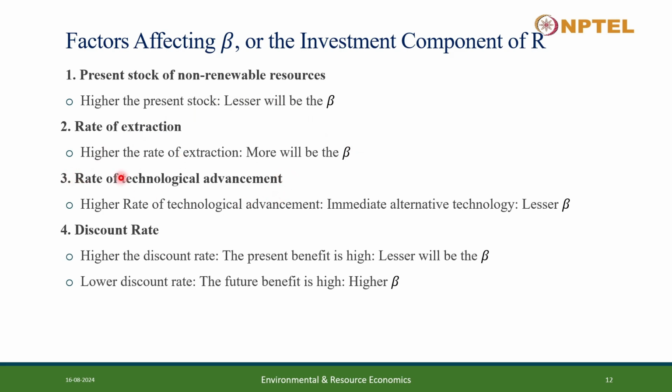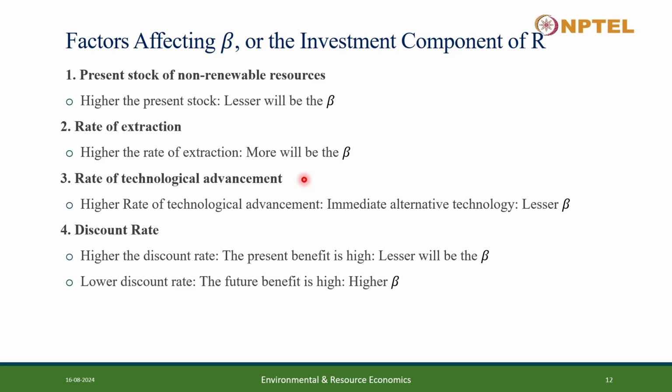And the third one is the rate of technological advancement. When technology advances fast, then after the end of life of one of the non-renewable resources, we have an alternative technology choice, so that we move towards the other resources. So there is no requirement, or lesser requirement, of investment. However, when technological advancement is slow, or when we don't have any alternative sources, then we have to invest a certain amount, so that in the future we follow the sustainable path.